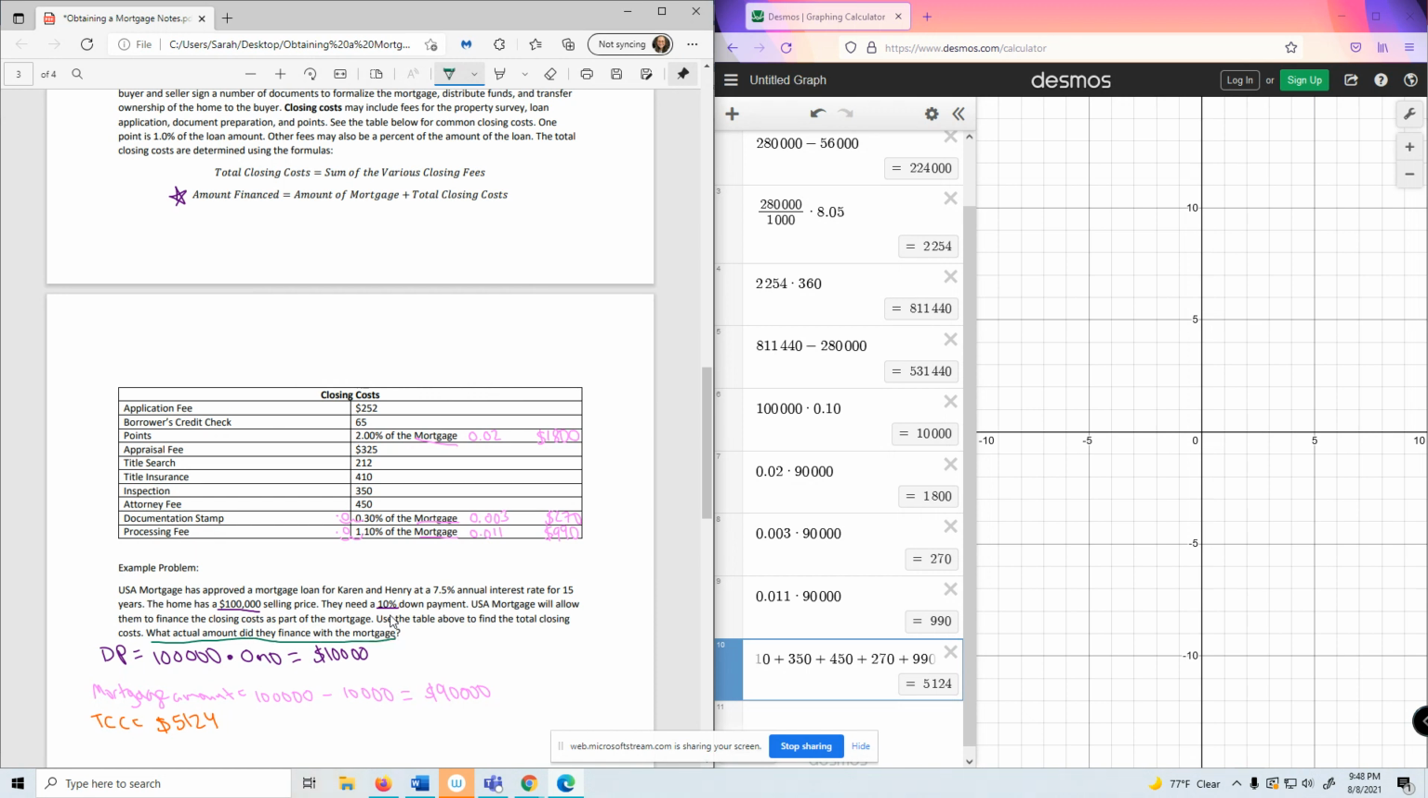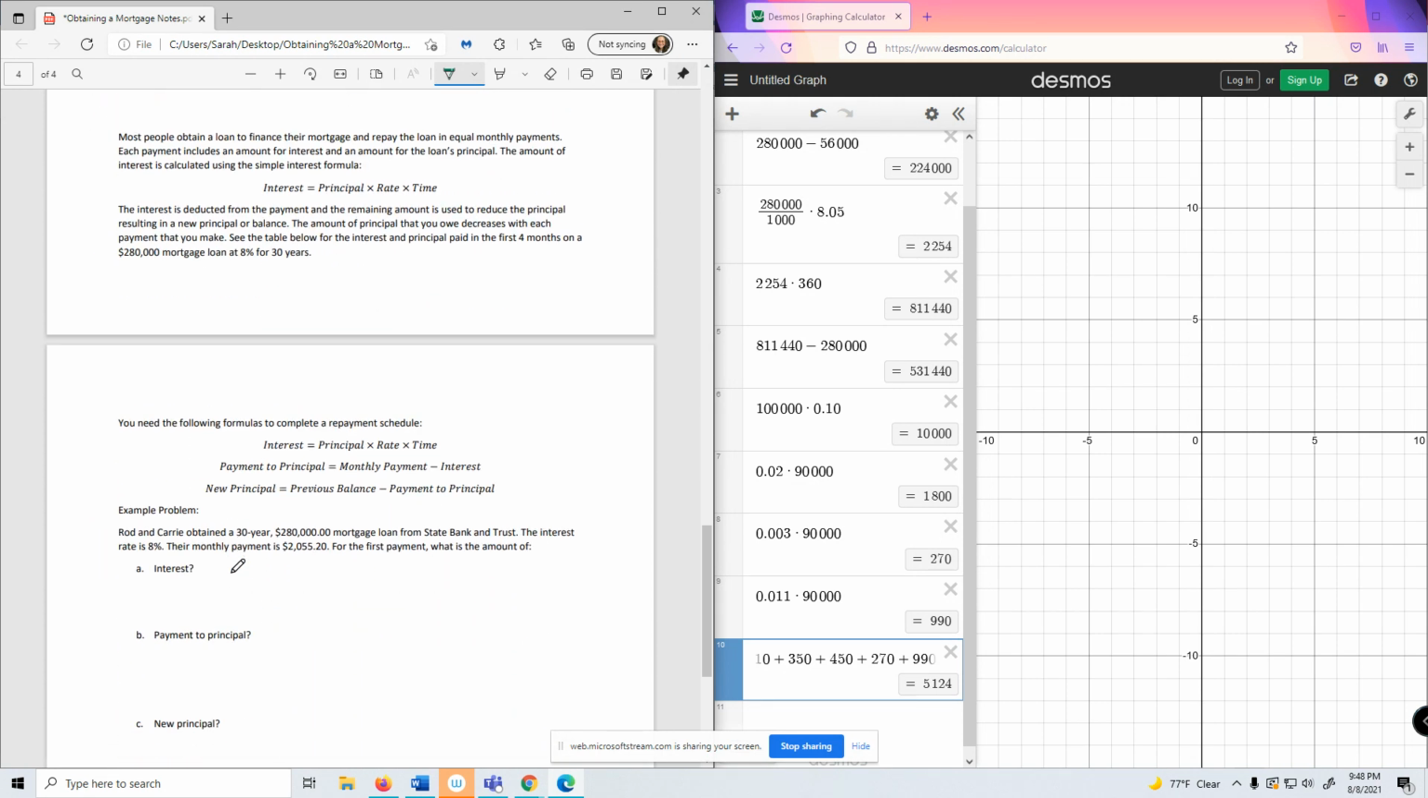So then the thing that they were after for us in this problem, what is the actual amount they financed? That's going to be this formula right here. The amount financed is going to be the amount of the mortgage plus the total closing costs. 90,000 plus 5,124 gives us $95,124. That's how much the couple is financing, which was the mortgage amount plus all the closing costs.